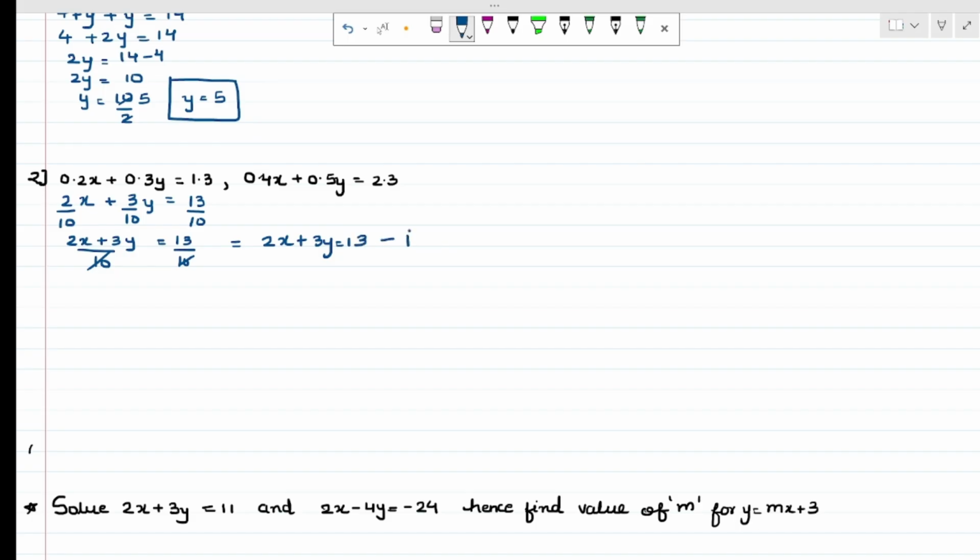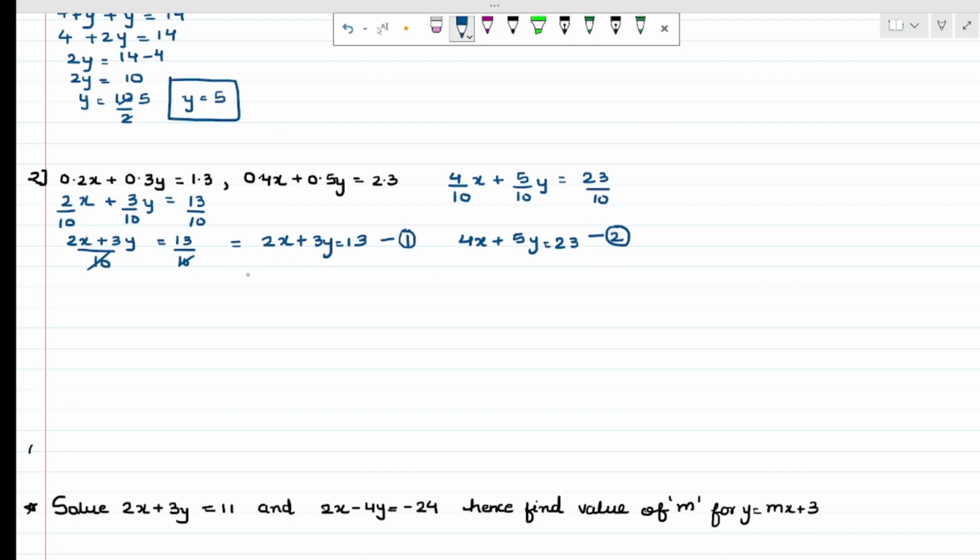This becomes my first equation. And for the second equation, you can write 4 upon 10x plus 5 upon 10y equals 23 upon 10. That means this 10 comes out from my equation and it becomes 4x plus 5y equals 23. This becomes my second equation. Okay, this is my first and this one becomes my second.